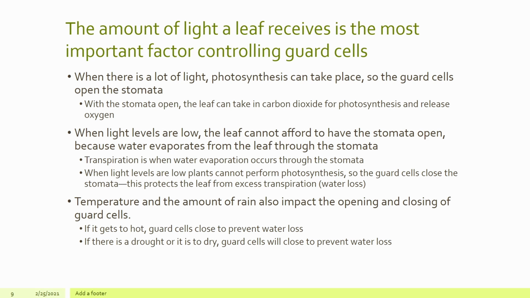And so temperature and the amount of rain could also impact the opening and closing of guard cells. If it gets too hot, guard cells close to prevent water loss. If there is a drought or it is too dry, guard cells will also close to prevent water loss.